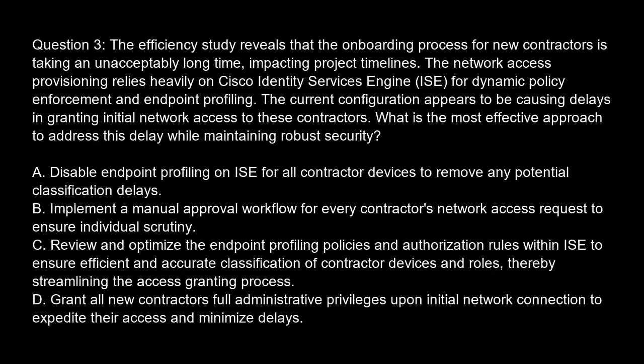Option A. Disable endpoint profiling on ISE for all contractor devices to remove any potential classification delays. Option B. Implement a manual approval workflow for every contractor's network access request to ensure individual scrutiny. Option C. Review and optimize the endpoint profiling policies and authorization rules within ISE to ensure efficient and accurate classification of contractor devices and roles, thereby streamlining the access granting process. Option D. Grant all new contractors full administrative privileges upon initial network connection to expedite their access and minimize delays.